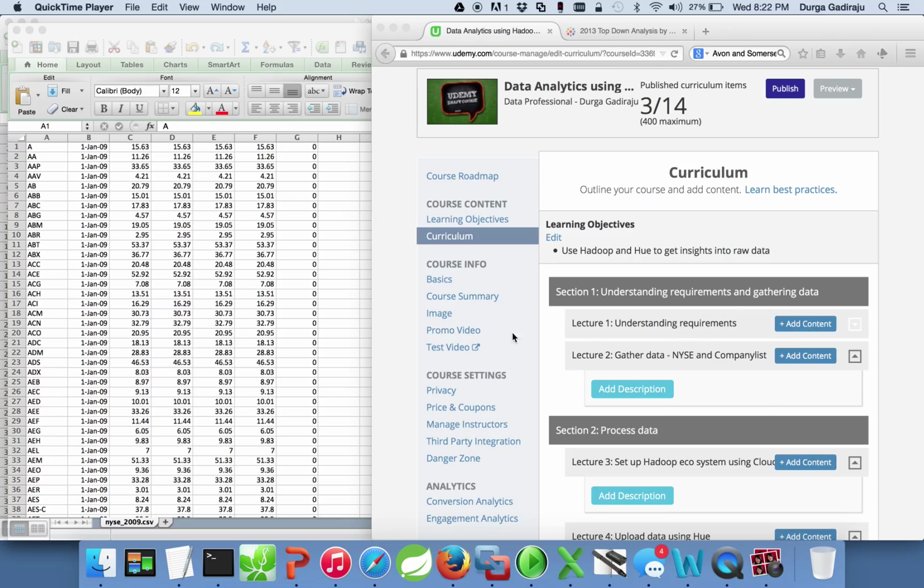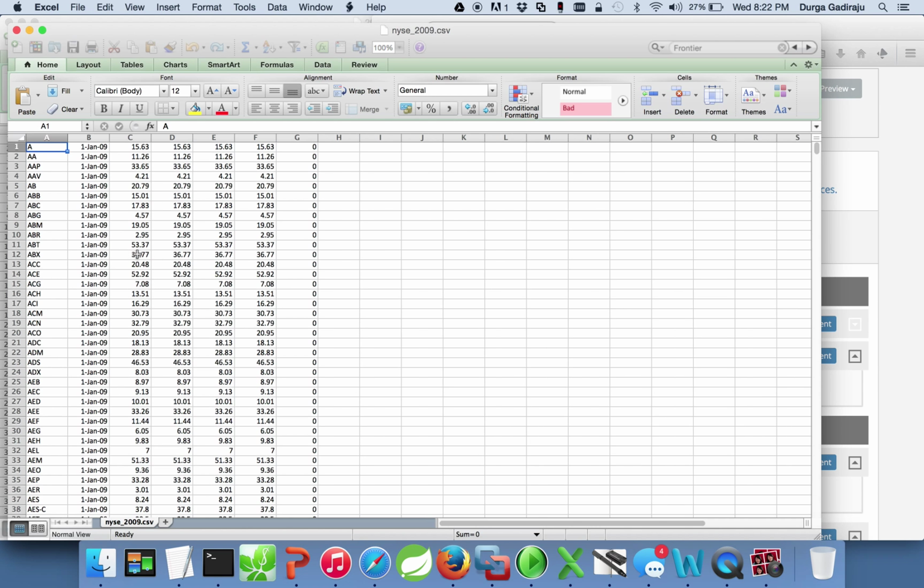So the input data will look like the spreadsheet here. We have the stock ticker in the first column, and then the day on which the stock volume is computed. And then we have the open price, the low price for that day, the high price for that day, and then the closing price, and then the volume.